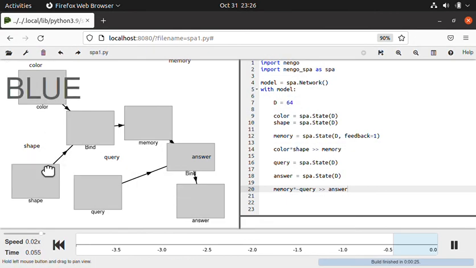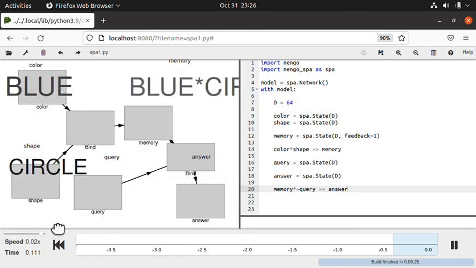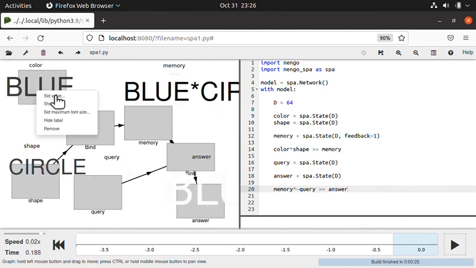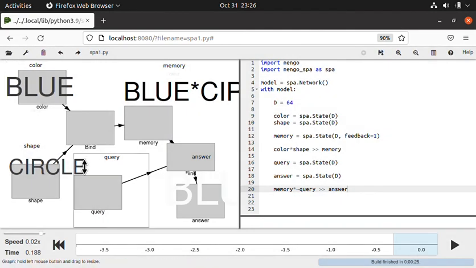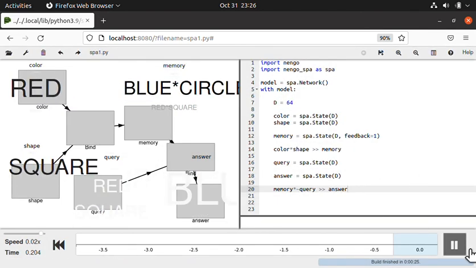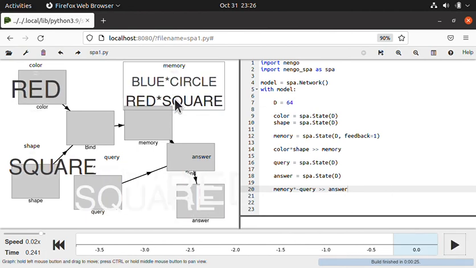Feed in blue. Feed in circle. Feed in red. Feed in square. My memory now has in it blue circle and red square. My memory has in it a single vector, because my memory is just representing a vector. That vector happens to be similar to the ideal vector for red square and similar to the ideal vector for blue circle. I'm going to take my stimulus away.